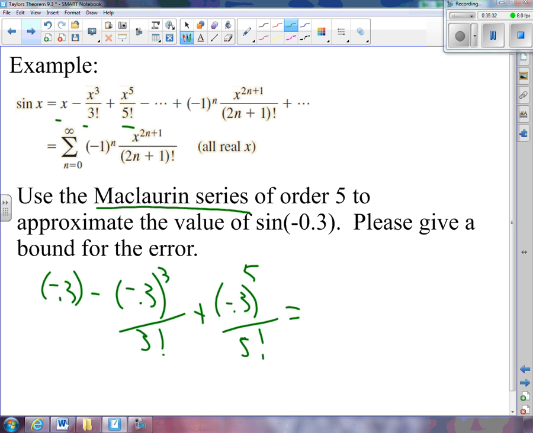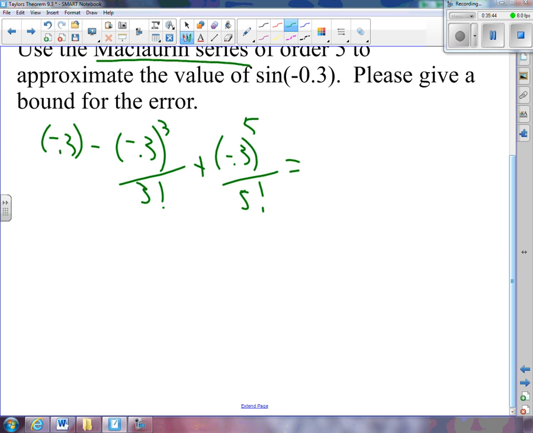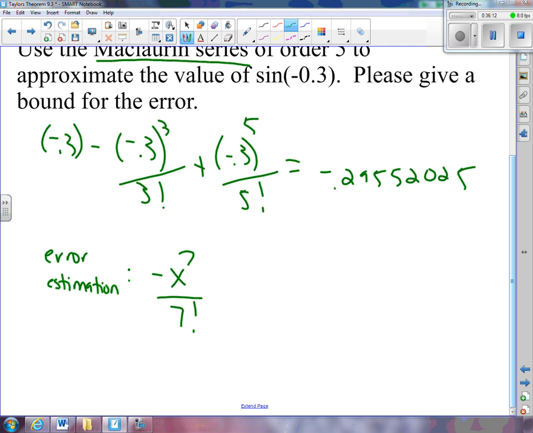So let's try to do that first while she's calculating. What's the first term we didn't use? The seventh. It's negative x to the seventh over 7 factorial, right? So our error estimation. Just yell out when you have it, Christine. I think it's negative 0.29552. Okay. So our error estimation is just the next term, which is negative x to the 7th over 7 factorial. Plug negative 0.3 into that.